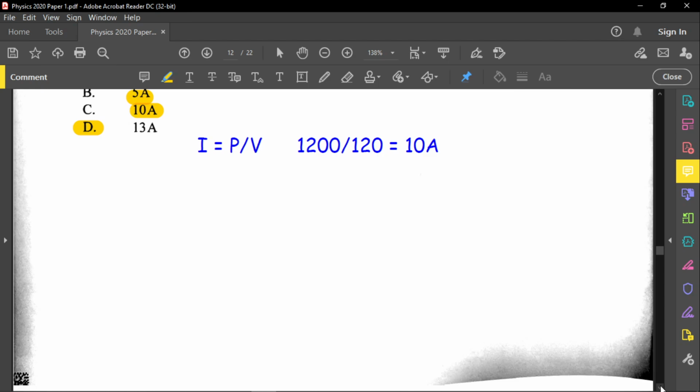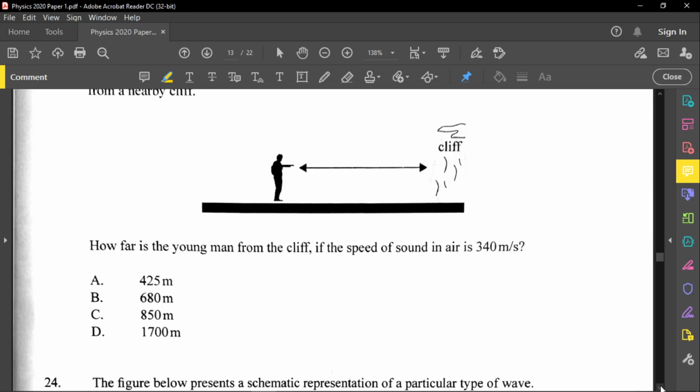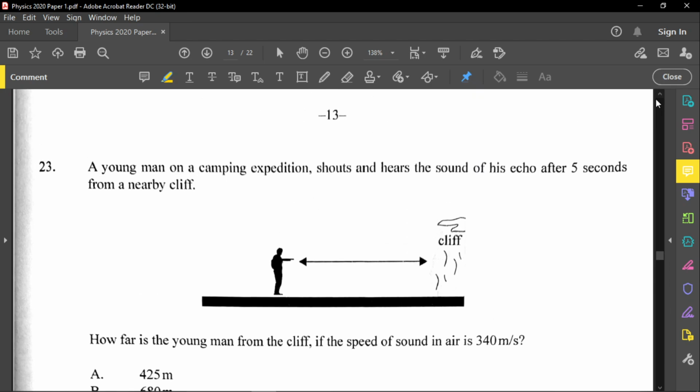All right, so let's jump to the next question now, which is question number 23. It reads: a young man on a camping expedition shouts and hears the sound of his echo after 5 seconds from a nearby cliff. The cliff wasn't drawn so properly, but there's a little thing here. So let's call it the cliff, the barrier of the cliff.